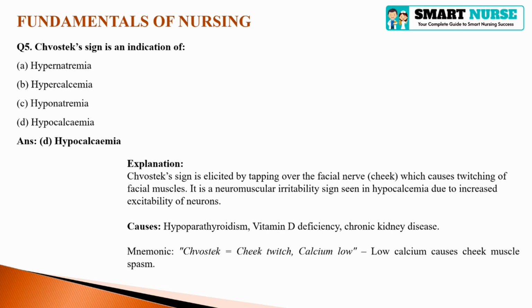Hyponatremia means the sodium level will decrease in the blood below the normal. Then in hypokalemia, the potassium in the blood will decrease. Chvostek's sign is mainly seen with facial nerve abnormality. That is because of vitamin D deficiency, parathyroid deficiency, and chronic kidney diseases. So because of that, hypokalemia is the correct answer.